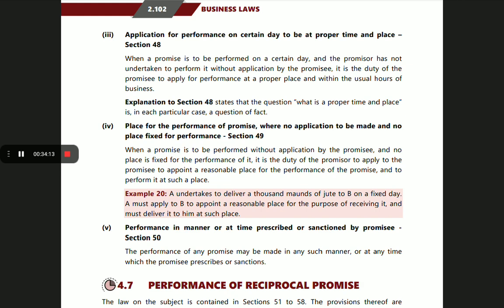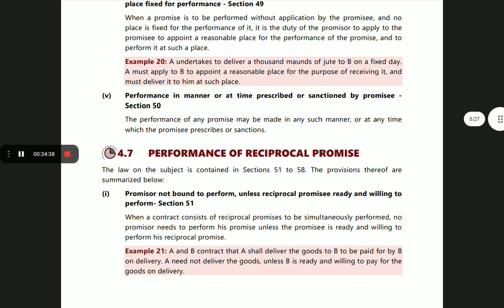Performance in manner or at time prescribed or sanctioned by promisee. Section 50. The performance of any promise may be made in any such manner or at any time which the promisee prescribes or sanctions. Performance of reciprocal promise. The law on the subject is contained in sections 51 to 58. The provisions thereof are summarized below.